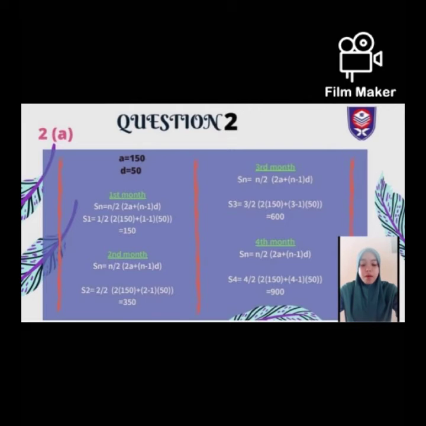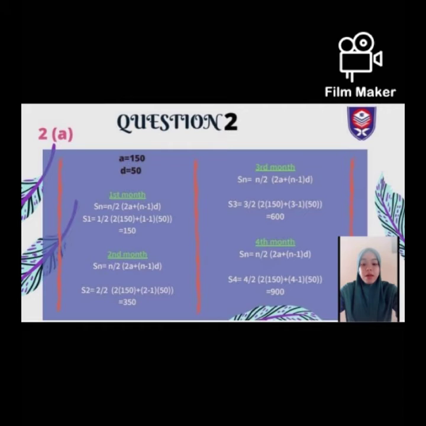First step, replace n equals 1. So 1 over 2 times (2 multiplied by 150 plus 0 multiplied by 50). So you will get 150. Second, replace n equals 2. So 2 over 2 times (2 multiplied by 150 plus 1 multiplied by 50). So you will get 350.